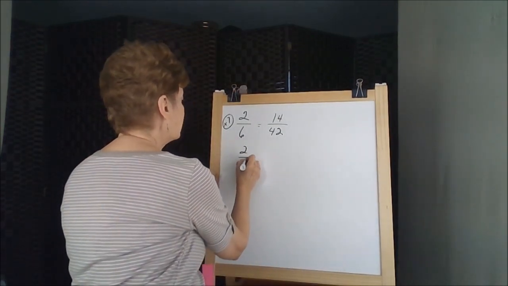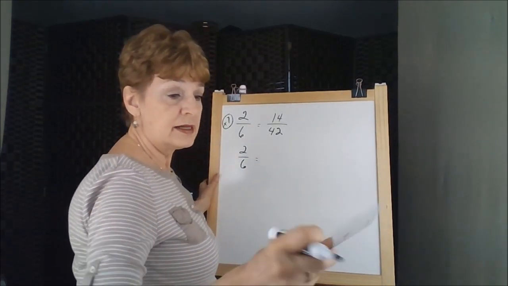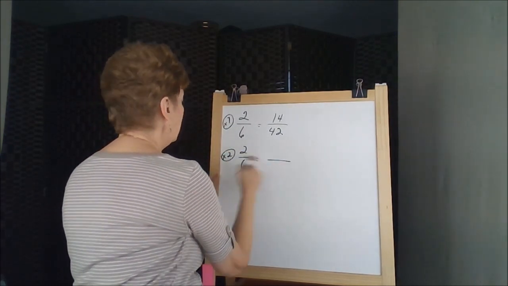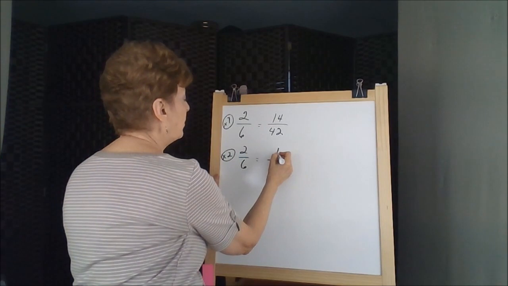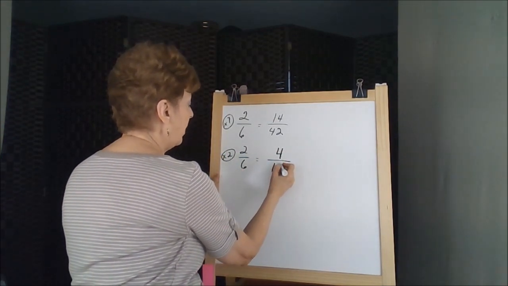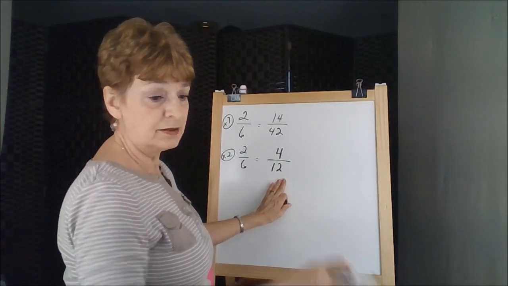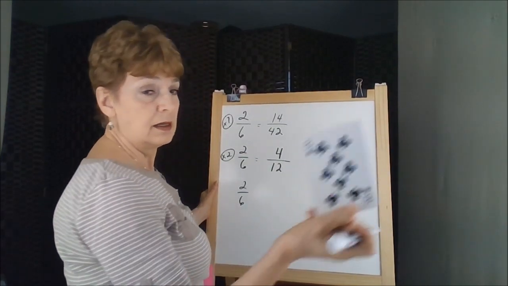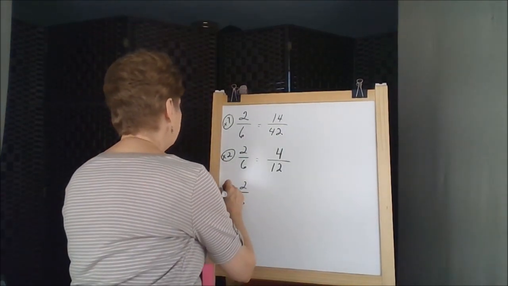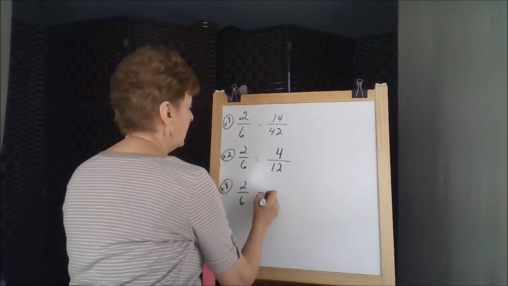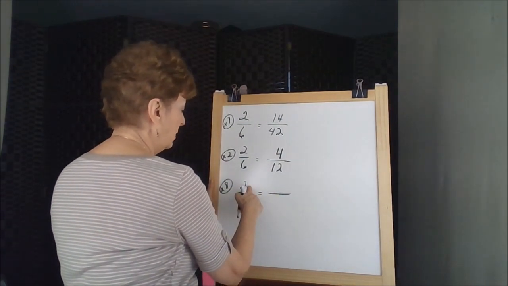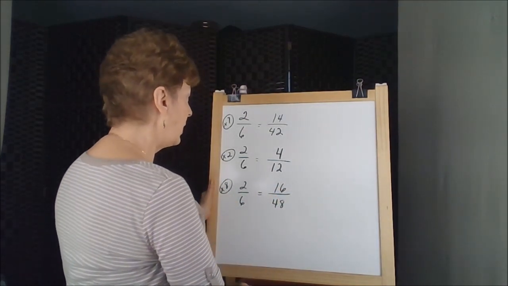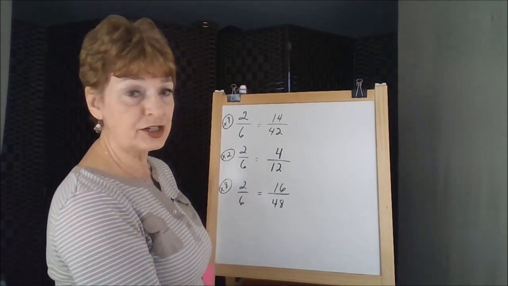If I took 2/6 again, this time multiplied it by 2, 2 times 2 is 4. 2 times 6 is 12. That's an equivalent fraction. How about we multiply by 8 this time? 8 times 2, 16. 8 times 6, 48. We now have 3 equivalent fractions.